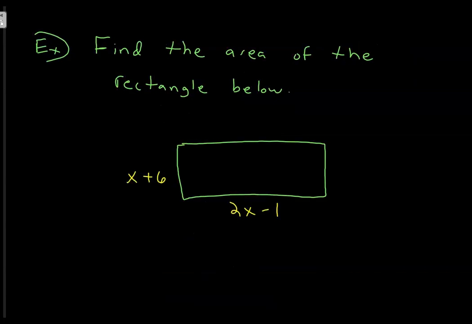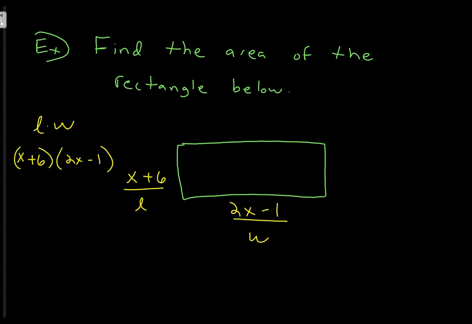Alright, the final example says find the area of this rectangle. So this is my rectangle here. To find the area of any rectangle is length times width. The length of this rectangle is here, and my width is here. But truthfully, it doesn't matter which one you call length and width. Since the area of the rectangle is length times width, it should be x plus 6 times 2x subtract 1. In this example, we can use FOIL.